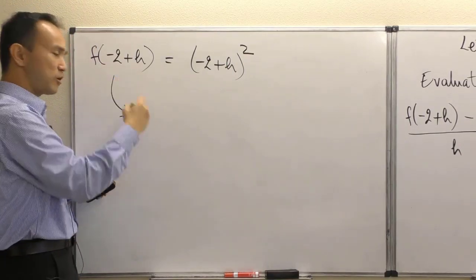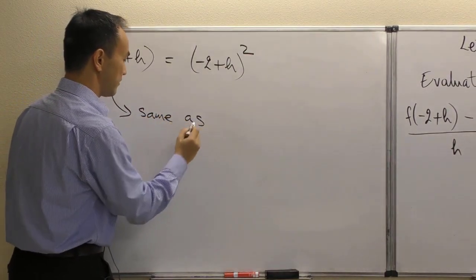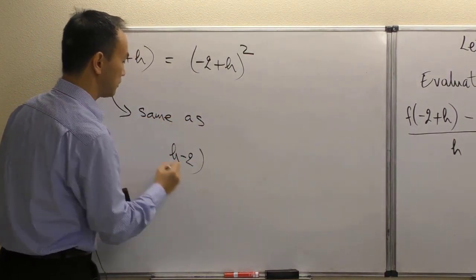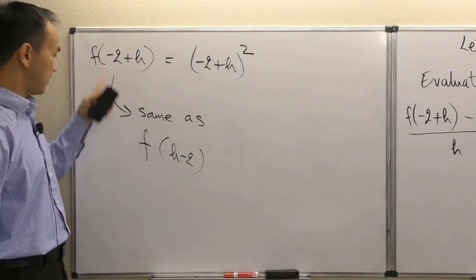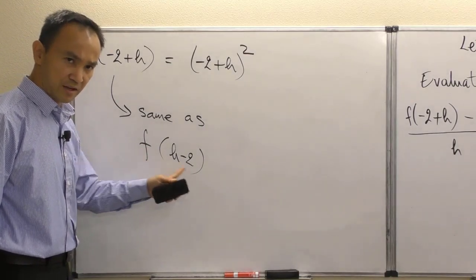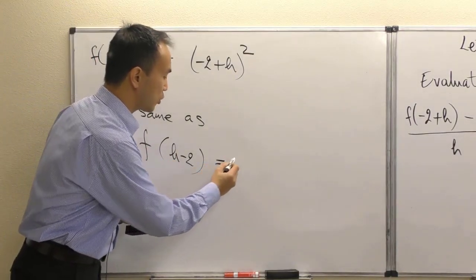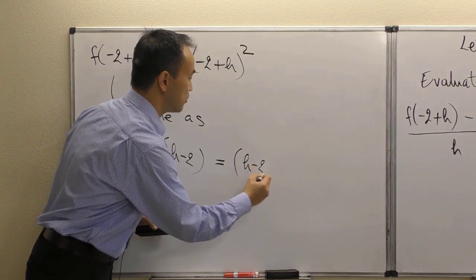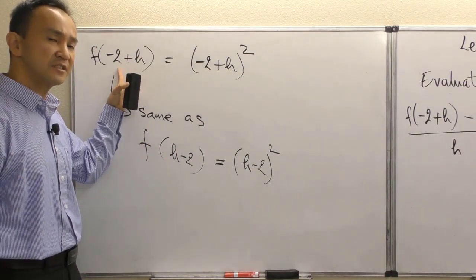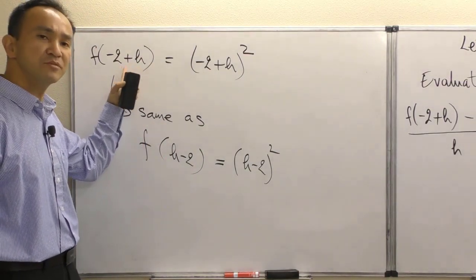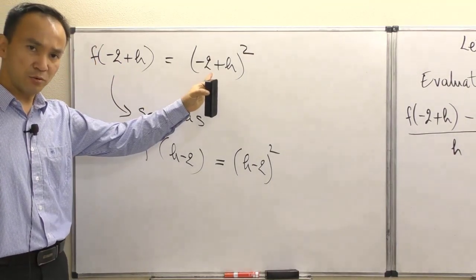Now I have to open a remark here. So minus 2 plus h is also the same as h minus 2. So this exact problem can sometimes be expressed as f of h minus 2. Okay. It's exactly the same expression. And then you can also evaluate that as h minus 2 all squared. But indeed I want to purposely emphasize that part where the plus h comes after the number. And so this is the one I'm going to be proceeding with.